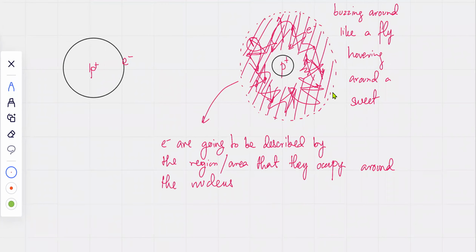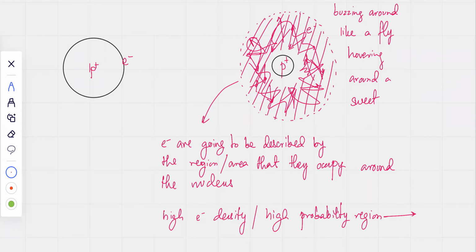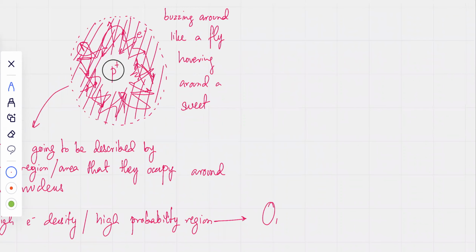This area is known as a high electron density. High electron density means that it's the area where you're supposed to find the electron, or you can call it the high probability area. And that thing is known as an orbital.